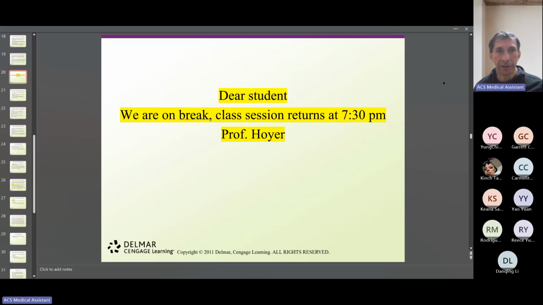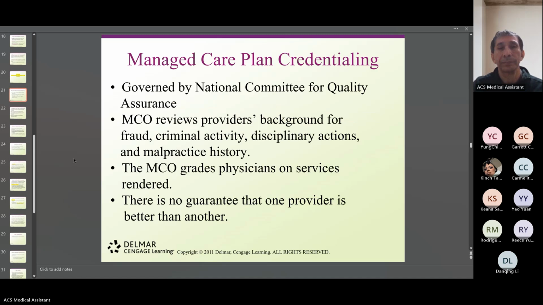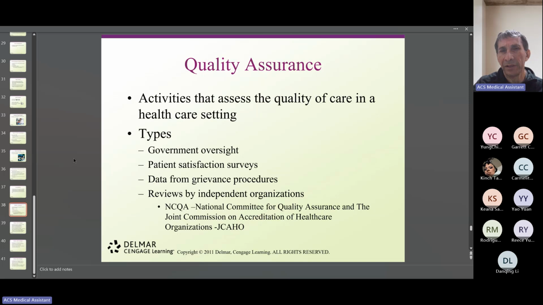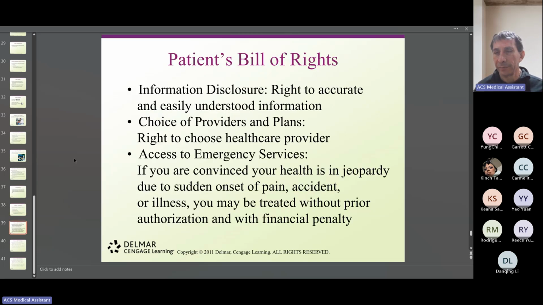Okay, so we are back. I hope you guys enjoyed your break. Let's continue with this chapter, almost done. So let's talk about the patient's bill of rights. Remember that is something that always comes up in exams as well. So if we have to go over and over and review the same stuff and add something else, we're going to do it, right?